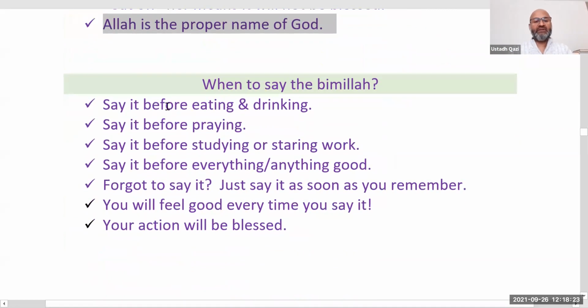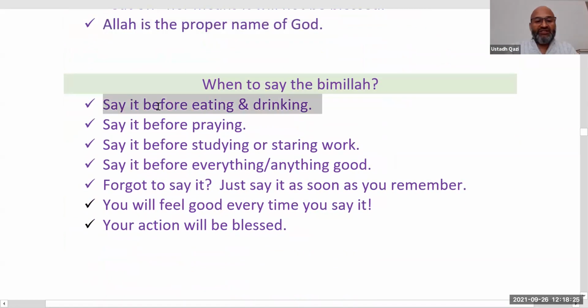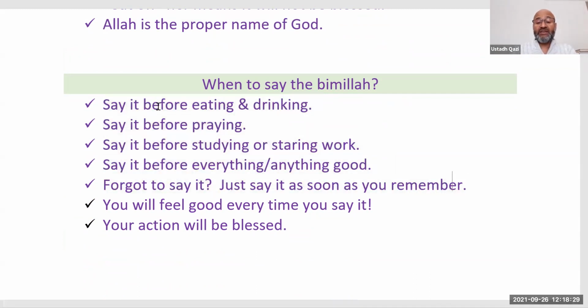So when do we say Bismillah Rahman Rahim? Before everything: drinking, eating, praying, studying, doing homework. If you forgot to say Bismillah, just say it as soon as you remember it. You will feel good every time you say it, and your action will be blessed. Your action will have barakah in it, which is what? Barakah is increase, efficiency, and effectiveness, and long lasting.